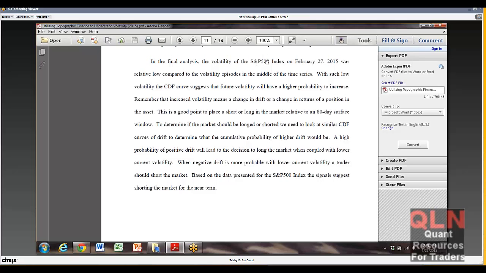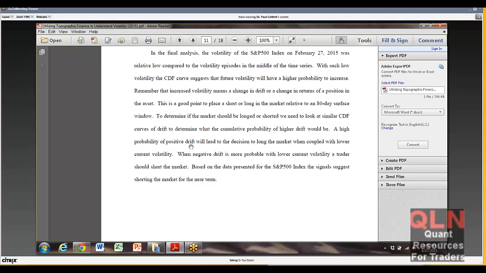Okay, and the final analysis, the volatility of the S&P index for February 27th, so the last data point, is relatively low compared to the volatility epochs in the middle of the time series. With such low volatility, the CDF curve suggests that future volatility will have a higher probability to increase. Remember that increased volatility means a change in drift or a change in returns of a position in the asset. This is a good point to place a short or long in the market relative to a 80-day surface window.